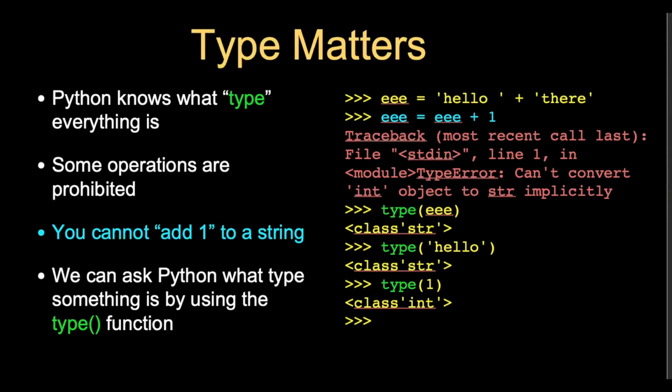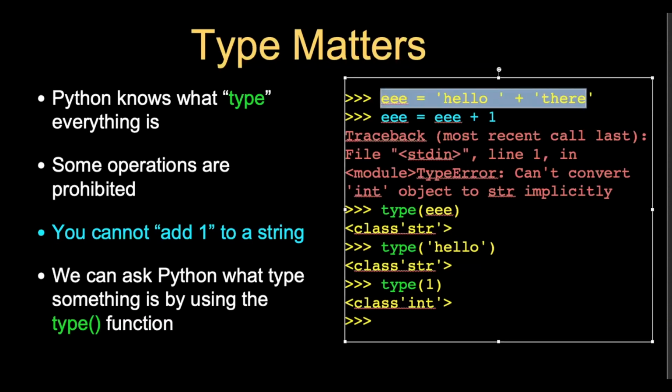Okay, so now you have concatenated a string here. And then all of a sudden you have EE equals EE plus 1. Now this is a problem because EE is a string, okay? So string plus 1, what does that mean? Well, can't convert integer object to string implicitly, right?